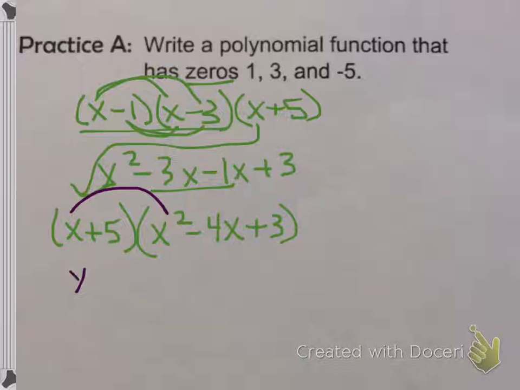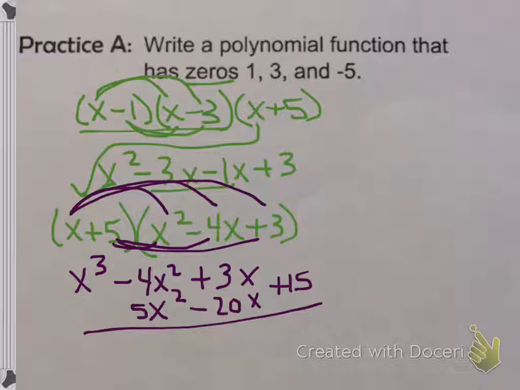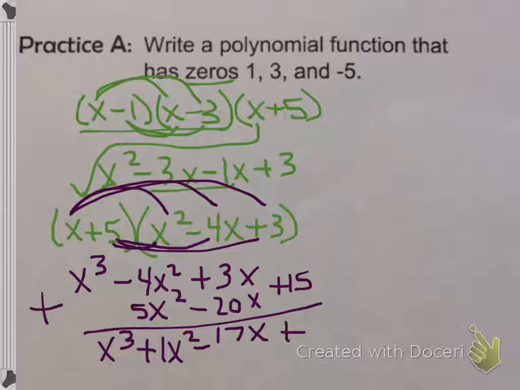X times x squared is x cubed. X times negative 4x is a negative 4x squared. X times 3 is 3x. Start with your 5. 5 times x squared is 5x squared. I'm going to stack those again. 5 times a negative 4x is a negative 20x. And 5 times 3 is 15. I'm going to add them straight down the way I stacked them. So I get x cubed plus 1x squared minus 17x plus 15 for my solution.